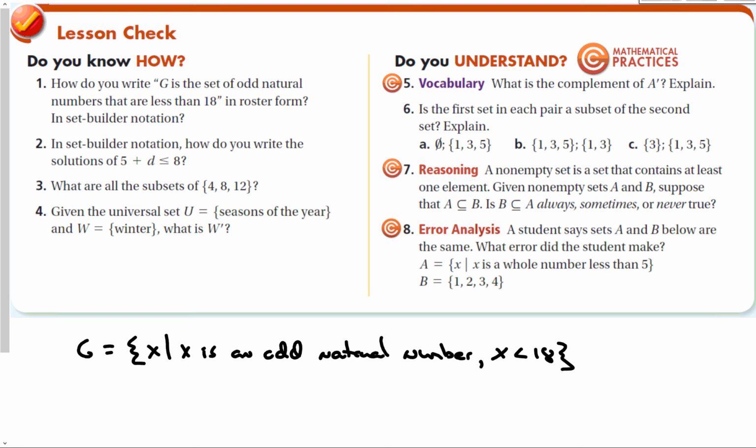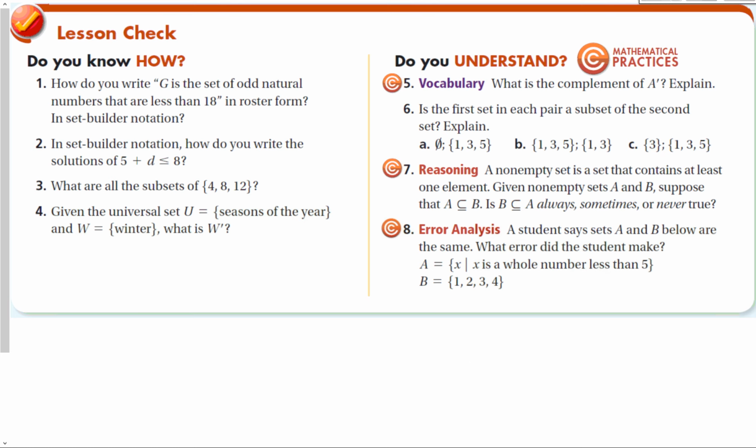In set builder notation, how do you write the solutions to D plus 5 is less than 8? Well, solve it. Subtract 5 from both sides, and we get that D is less than or equal to 3. So you would say D such that D is less than or equal to 3.